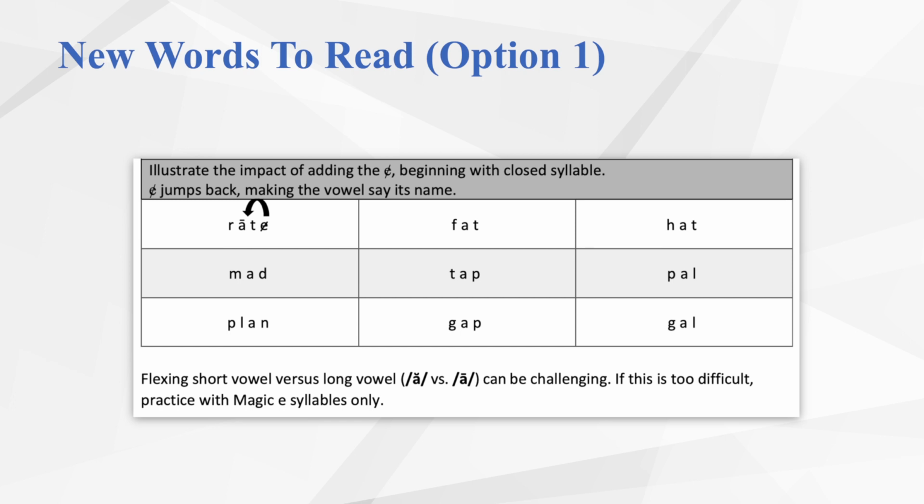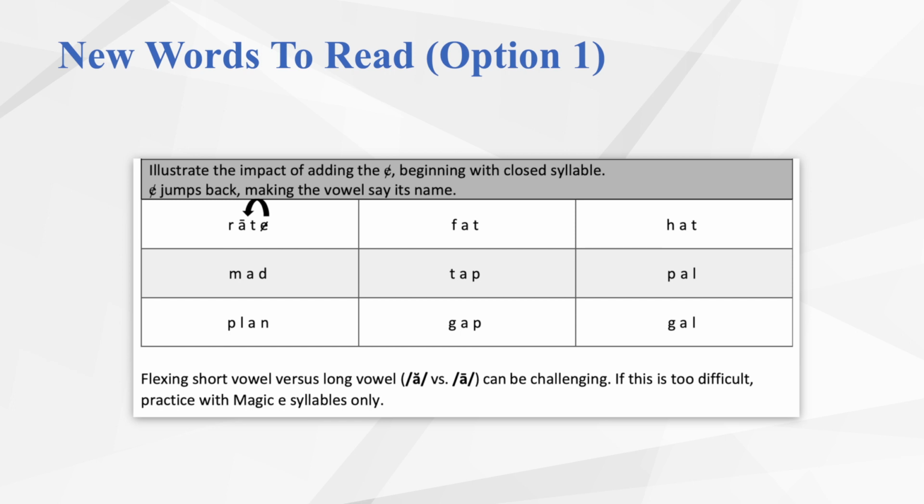Looking at our first word, R-A-T. What kind of syllable is this? What does it say? What happens if we add an E at the end of the word? The E is silent, and what does it do? Jumps back, making the vowel say its name. We want to support by drawing a line through the E and an arrow over to the A. What's the vowel's name? And our word is?